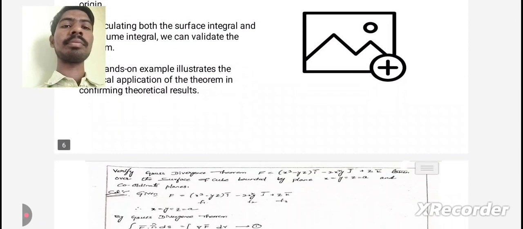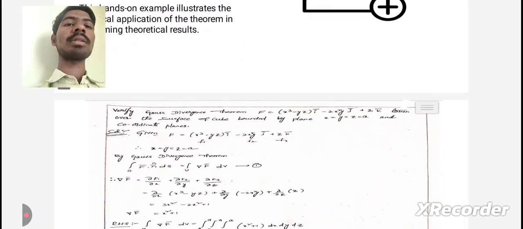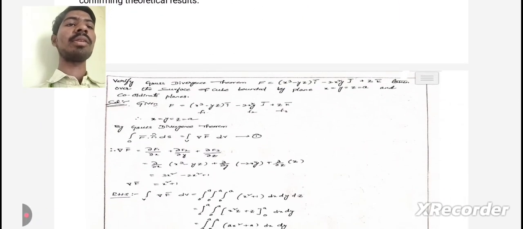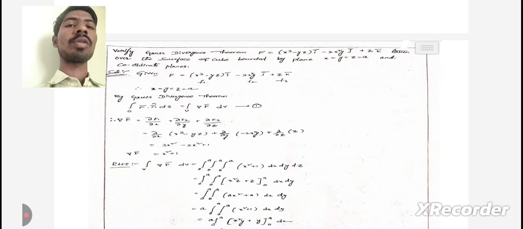Example problem. Verify the Gauss divergence theorem for F equal to (x cube minus yz) i bar minus 2x square y j bar plus z k bar, taken over the surface of the cube bounded by the planes x equals y equals z equals a and the coordinate planes. Solution.